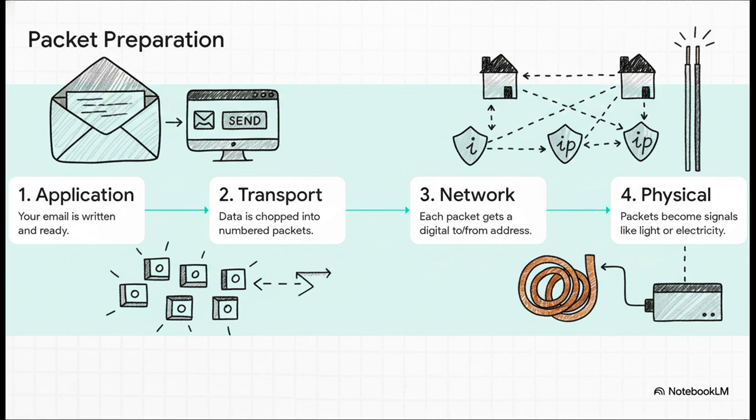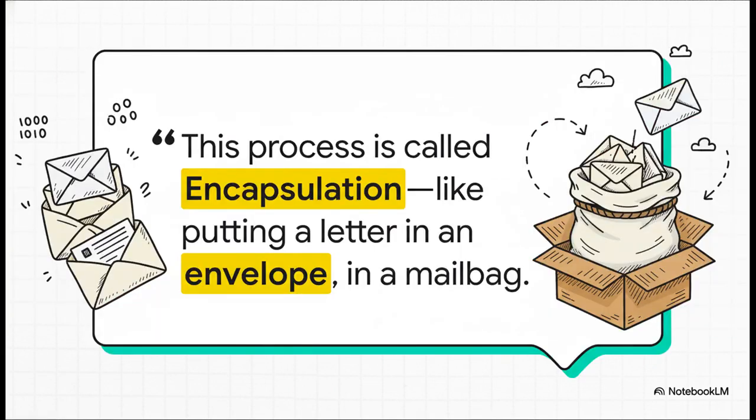This is where the packets transform into actual signals, like little zaps of electricity or flashes of light ready to travel. Now, this whole process of adding layer after layer has a fancy technical name. It's called encapsulation. And this is exactly why that postal service analogy works so well. Think about it. You put a letter in an envelope, which then goes into a mailbag, which then goes onto a truck. See? Each step wraps the original thing in a new layer with new instructions for the next part of the trip. It's a perfect system of nested instructions, getting your data all dressed up and ready to face the big, wide world of the internet.